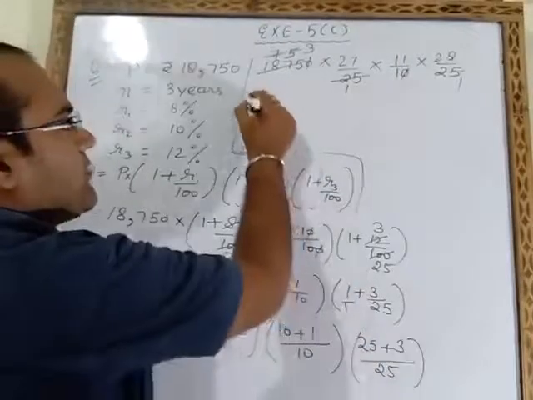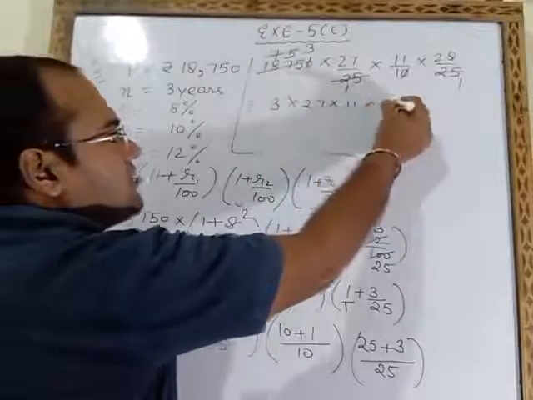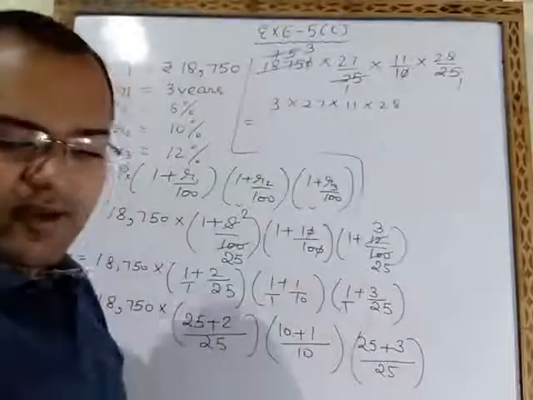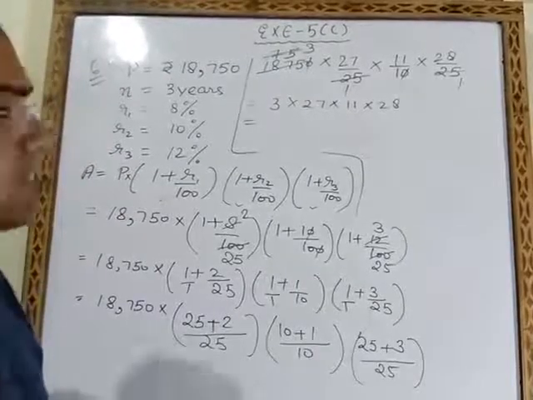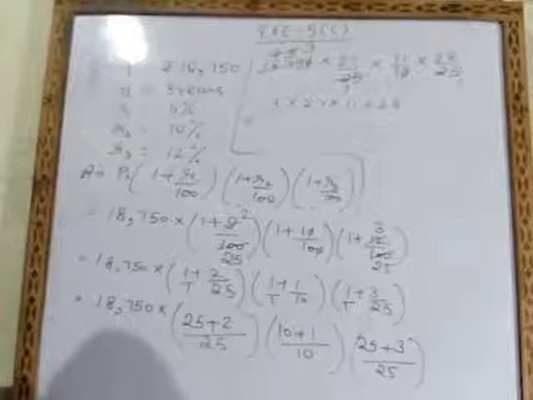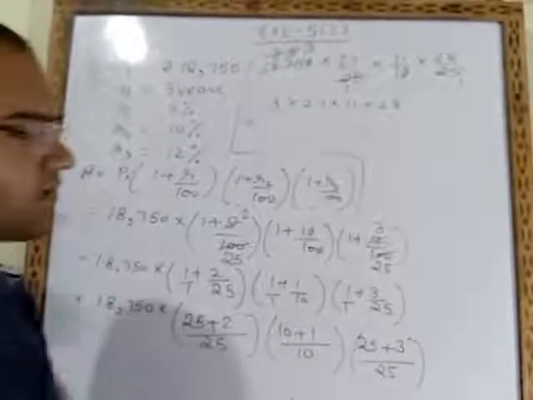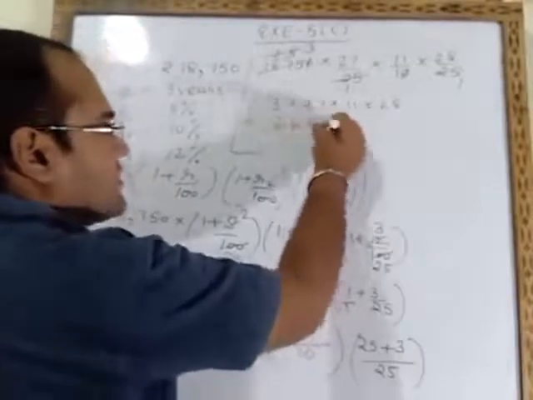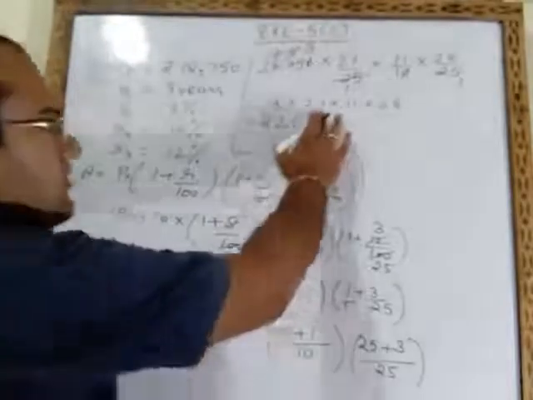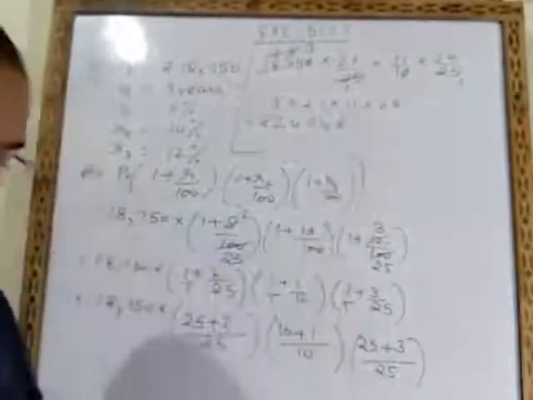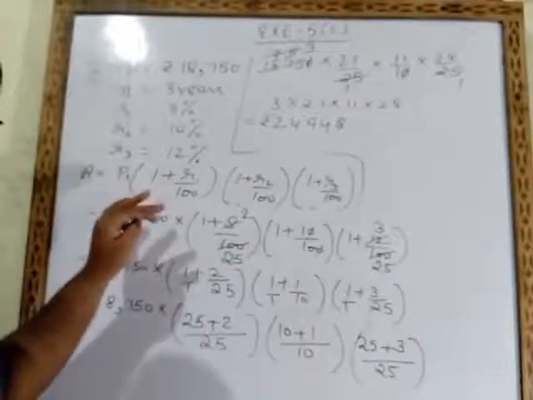तो अब आप मल्टीप्लाई करेंगे न्यूमरेटर की 3 इंटू 27 इंटू 11 इंटू 28 एंड वी विल राइट द फाइनल आंसर. 3 मल्टीप्लाई 27 मल्टीप्लाई 11 मल्टीप्लाई 28. आंसर वी विल गेट 24,948 rupees. So this is the answer of amount. ये किसकी वैल्यू आ गई है? अमाउंट की वैल्यू आ गई है.